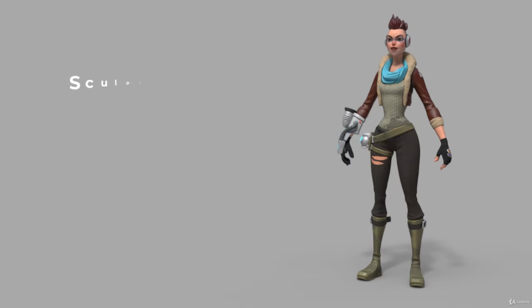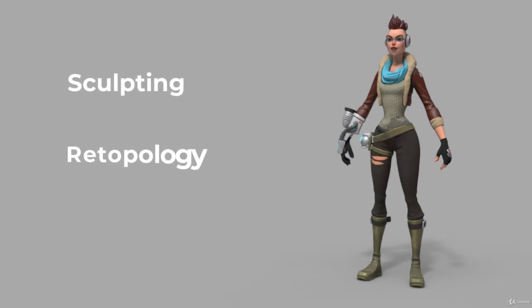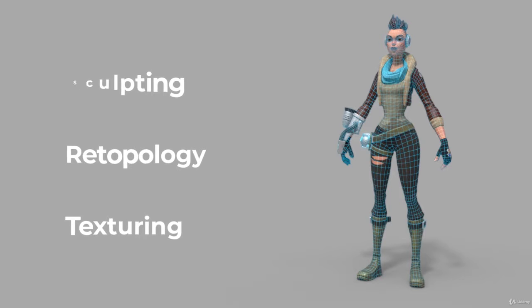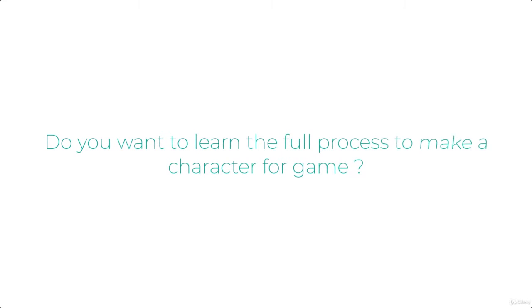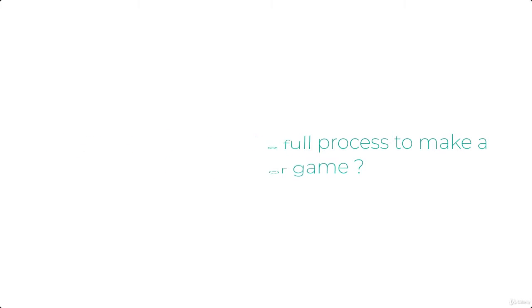In this course, you will learn to sculpt, retopo and texture an animation ready character for game using ZBrush, Maya, Topogun and Substance Painter. Do you want to learn the full process to make a character for game? If so, then this is the course for you.